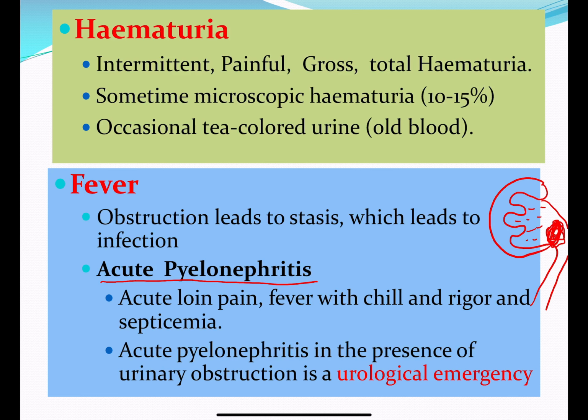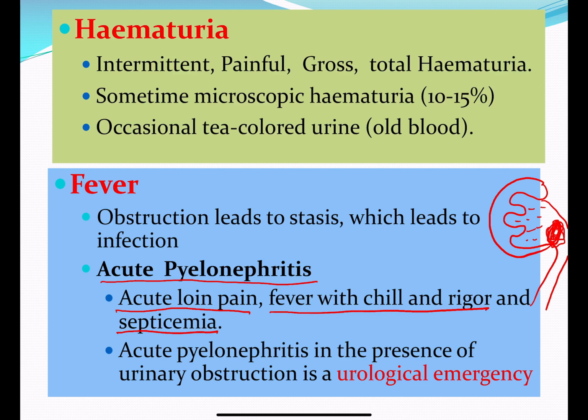And don't get confused with pyonephrosis. Pyonephrosis means accumulation of pus inside the kidney. That is, whenever there is an obstruction, it leads to hydronephrosis. Hydronephrosis leads to infection, which is now known as pyonephrosis. So, how to recognize? Basically, the patient will present to you with acute back pain or loin pain, very severe pain, associated with high fever with chills and rigor, and features of septicemia sometimes.